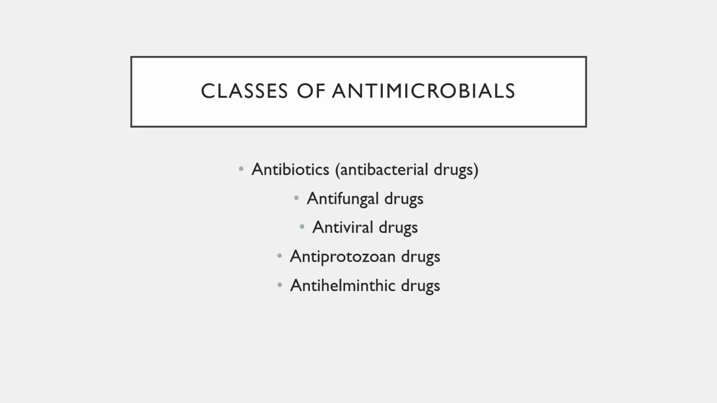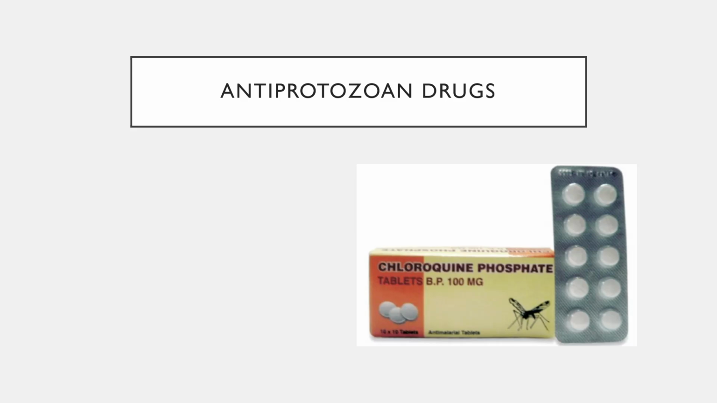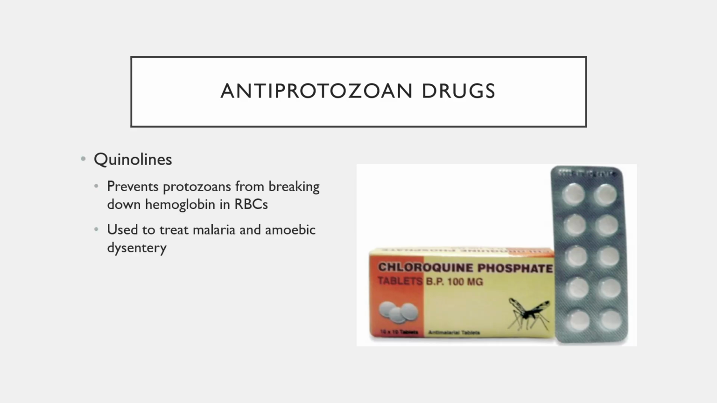Now we're moving on to antiprotozoan drugs. Antiprotozoan drugs come in a few different categories that treat specific protozoan infections. Quinolines, including chloroquine, are a group of drugs that prevent protozoans from breaking down hemoglobin in red blood cells. So these drugs are often used to treat protozoan pathogens that have interactions with red blood cells, such as Plasmodium falciparum, the cause of malaria, and Entamoeba histolytica, which is the cause of amoebic dysentery.